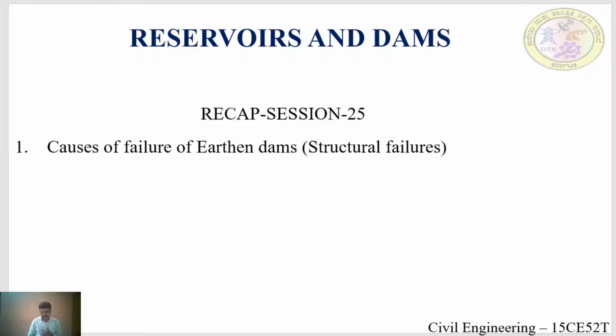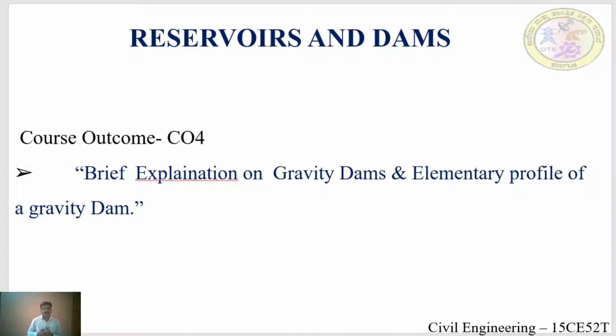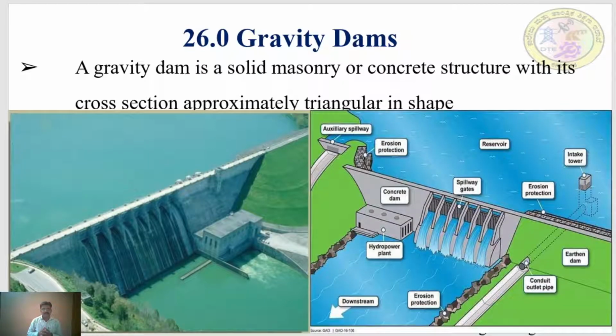Now in this session we will start with the explanation of gravity dams and the elementary profile of a gravity dam. A gravity dam is a solid masonry or concrete structure, with a cross section whose shape is approximately a triangle.